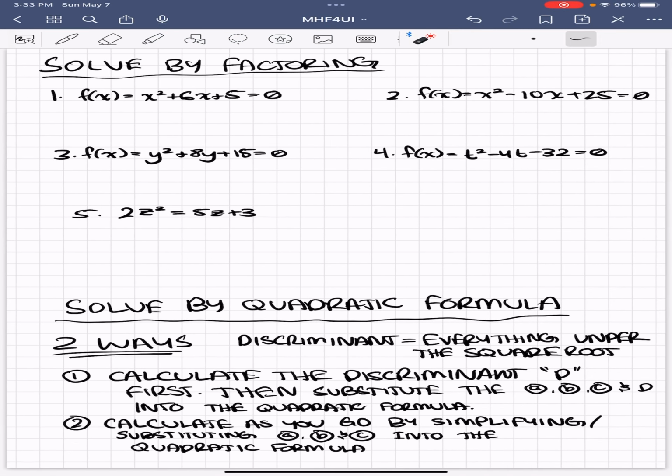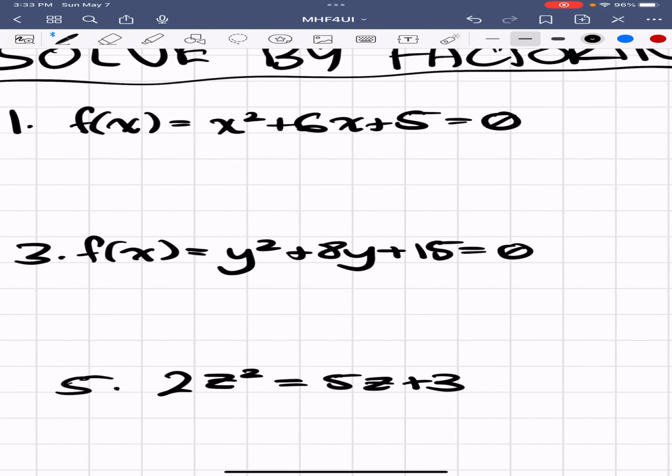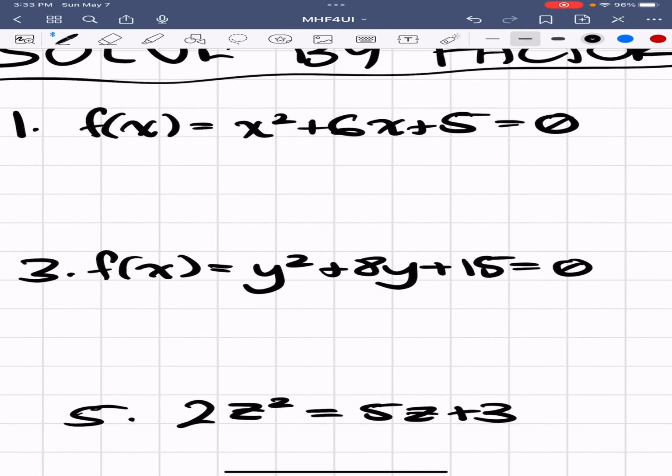So, solving by factoring. If you are new to factoring, I'm going to show you how to factor this equation, and then we're going to get our x-intercepts really easily. Factoring is probably the quickest way to solve a quadratic equation.